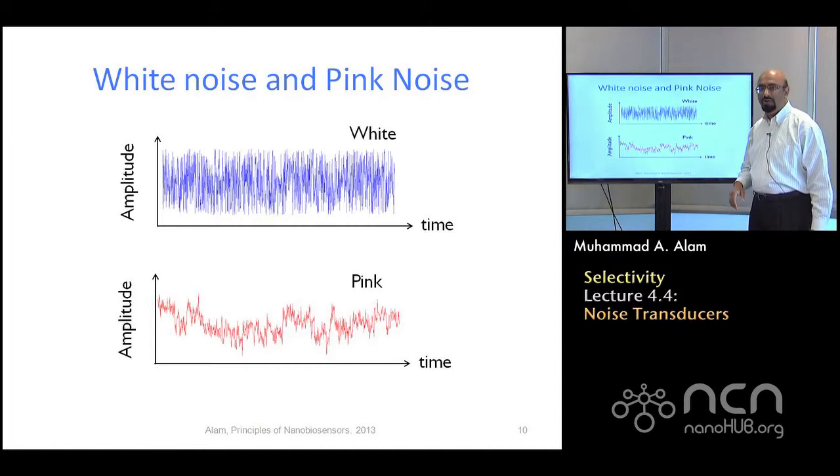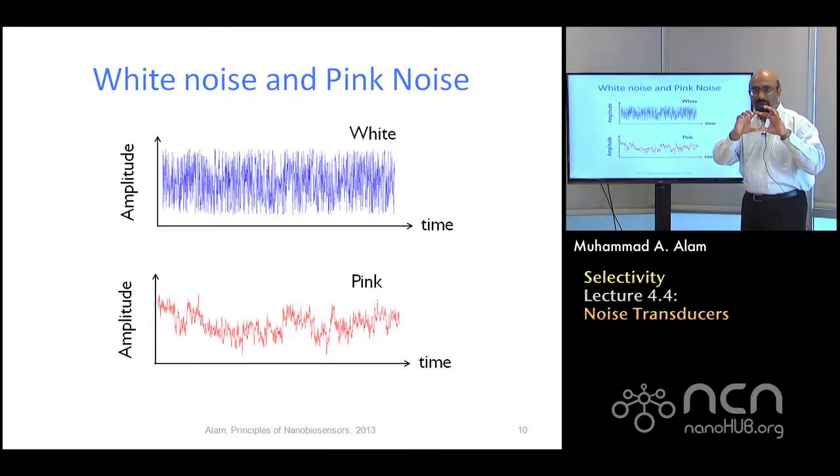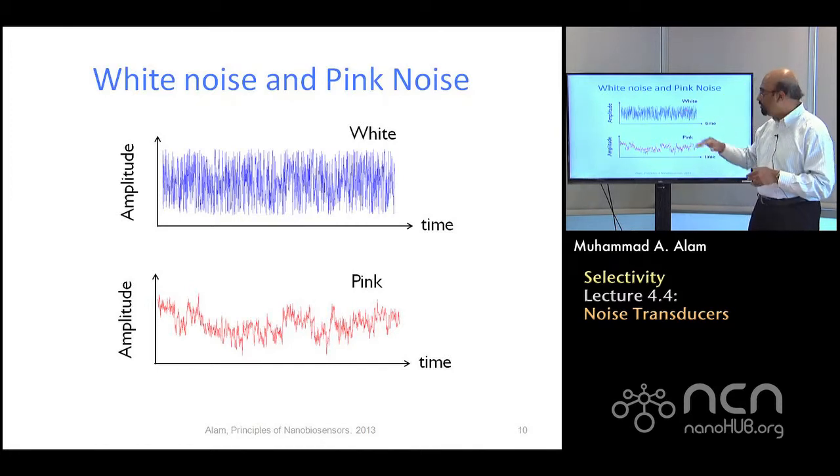The reason it's called white is that if you Fourier transform this signal, you will see equal amplitude for all frequencies. Just like white light contains various frequencies in equal proportion, similarly, since this noise contains all frequencies, hence the term white noise.